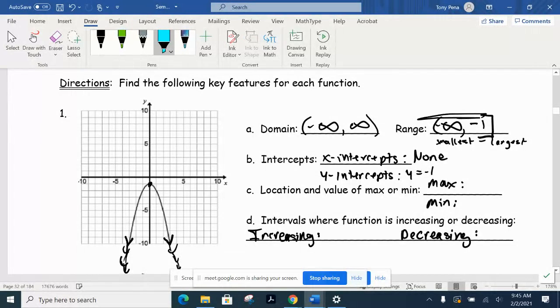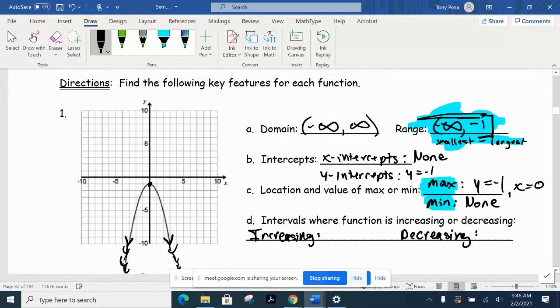When we did our range up here, smallest to largest, in many ways we're answering this question at the same time. So if -1 is the biggest number in our range, that has to be your max. So that's got to be the y value of -1. And if our range starts at negative infinity up here, then that means minimum wise, there isn't one. We just get smaller and smaller and smaller. Okay. Y equals -1 occurs at the x value of 0. And since we don't have a minimum, there is no location. We don't need to add the location of a minimum if we don't actually have a minimum.